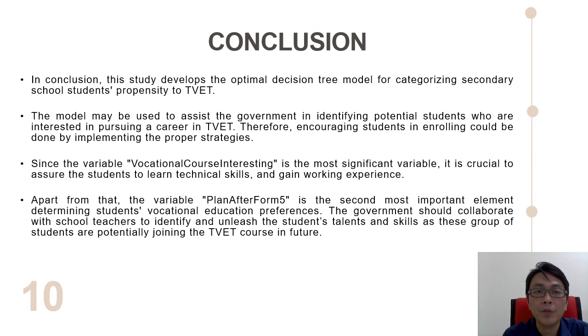Since the variable of vocational course interest is the most significant in this study, it is crucial to assure that the students learn technical skills and gain working experience. Apart from that, the variable of plan after Form 5 is the second most important element in determining the students joining TVET. So the government should collaborate with school teachers to identify and unleash the students' talent and skills, as this group of students are potentially going to join TVET courses in future.